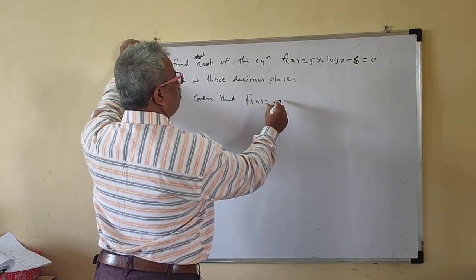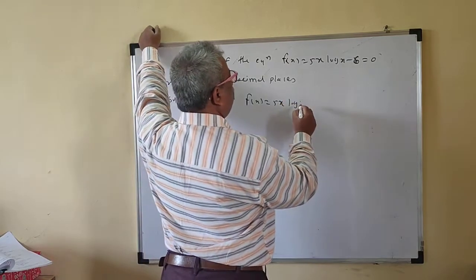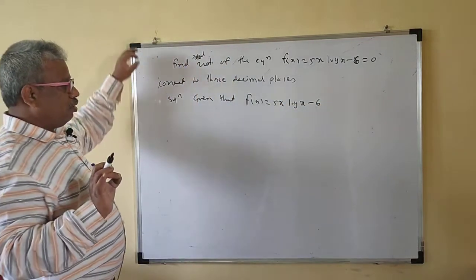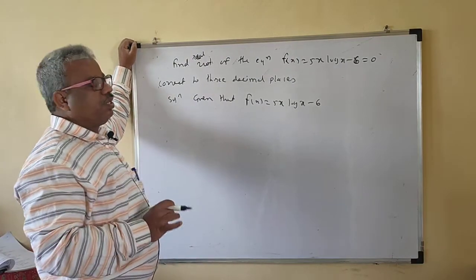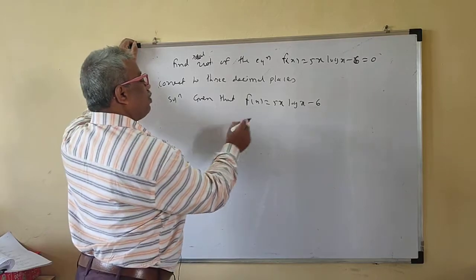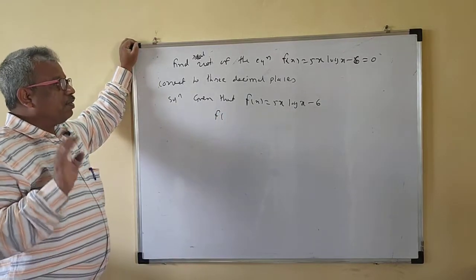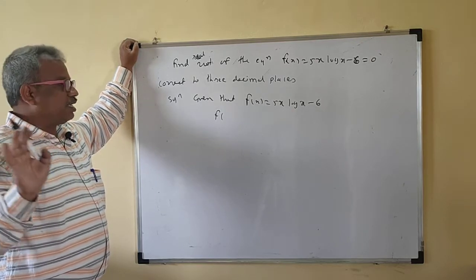Given that f of x is equal to 5x log x minus 6. Note that the scientific calculator is provided to you. It is allowed in the exam. So we cannot find f of 0 here, because x log x is there. That means your domain is strictly greater than 0. You have to take x greater than 0 only.